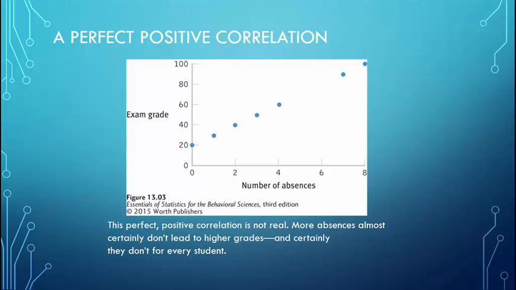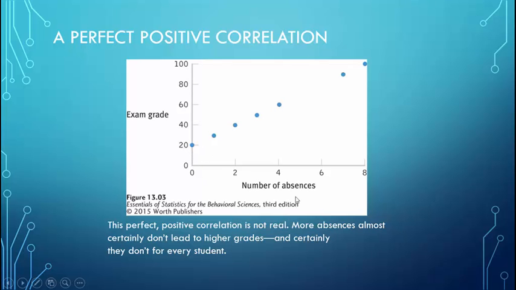So here's an example of a perfect positive correlation. When we say perfect positive correlation, it means every single dot falls exactly on this line. There is no deviation. There are no dots that fall off of this line. Every single one falls on this line. That's what a perfect positive correlation would look like if it was graphed.